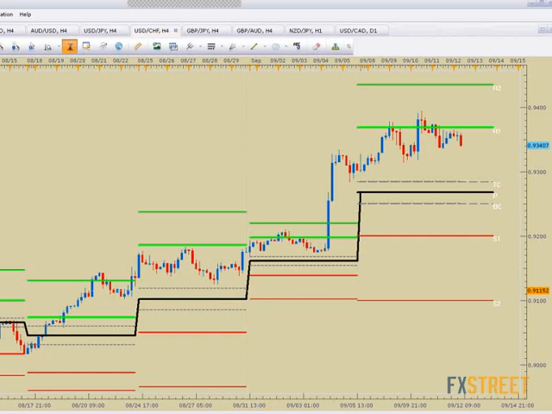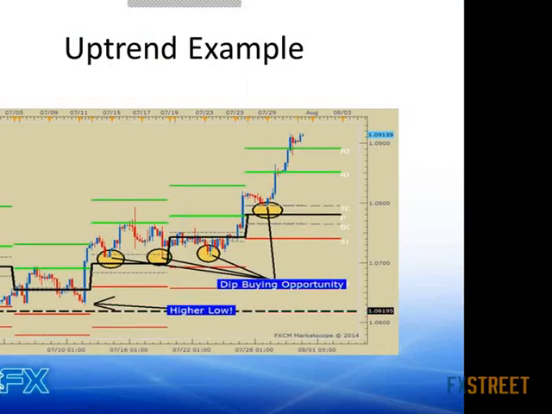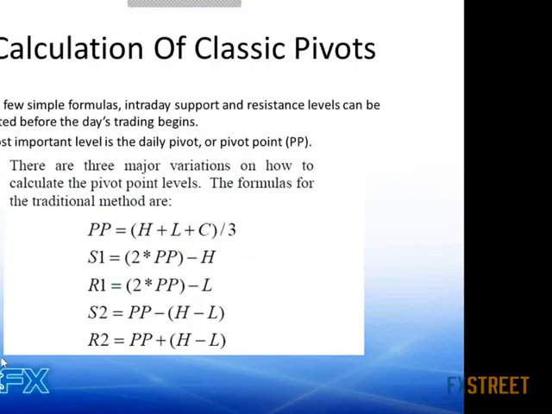Now, if you guys are interested, these are the calculations. I think a lot of indicators and pivots are no different. It's a lot like electricity in the sense that most people just want to know that it works, and then they'll use it as opposed to understanding how it works. But these are the major calculations, the formulas for the pivot points, the pivot point calculation, high plus low plus close divided by 3.